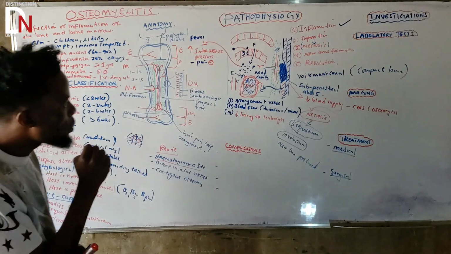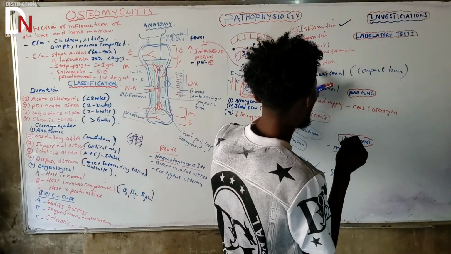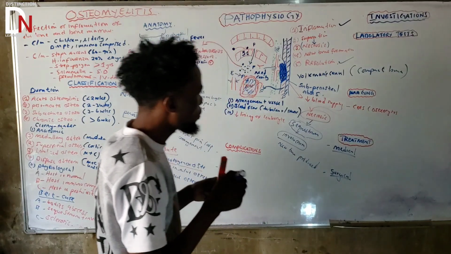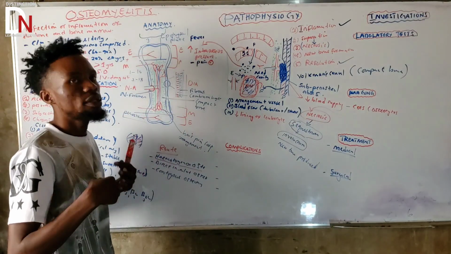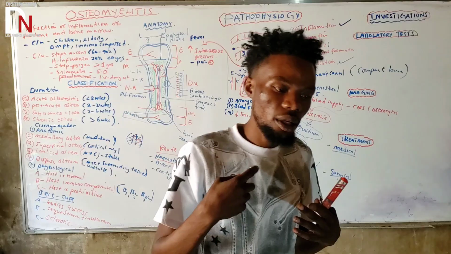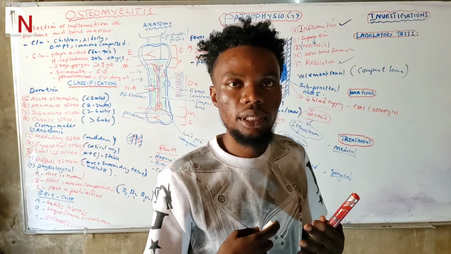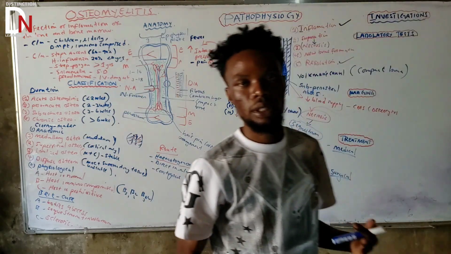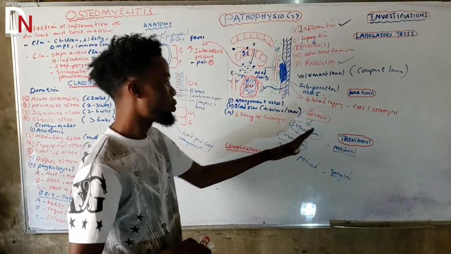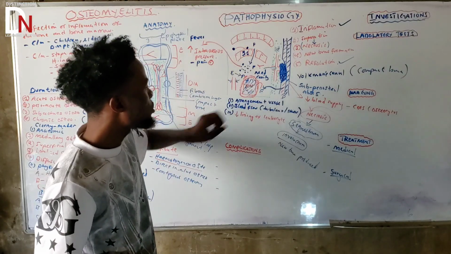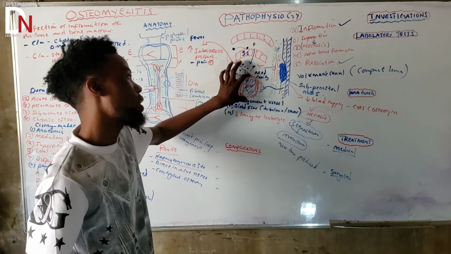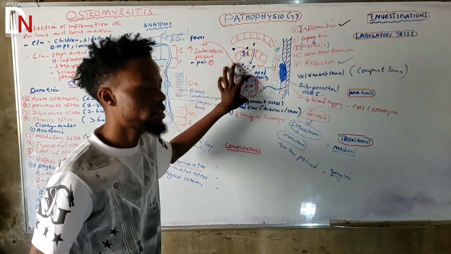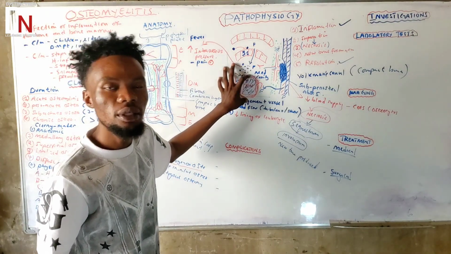Now we go to resolution. Okay, the last one is resolution. So resolution basically means that, based on treatment, the bone starts healing. After some treatment that we'll talk about here, they are going to remove this necrotic bone. Maybe they are going to drain that pus, or they are going to remove that necrotic bone by the surgical method, which we call sequestrectomy.